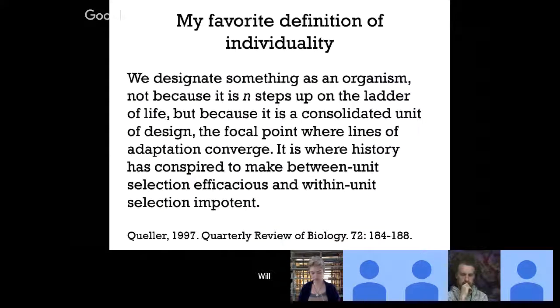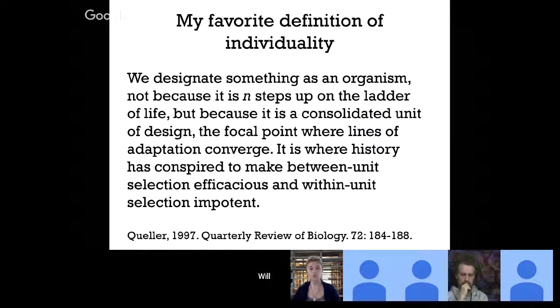And I think Dave Queller, who is a collaborator and spouse of Joan Strassman, who you heard from a couple weeks ago, they've been working on this topic for a long time, and I think he has some of the clearest, cleanest writing on this. I just love this quote. This is actually in a book review of, I believe, Maynard Smith and Szathmáry's book. He says, we designate something as an organism not because it is n steps up on the ladder of life, but because it is a consolidated unit of design. It is the focal point where lines of adaptation converge.